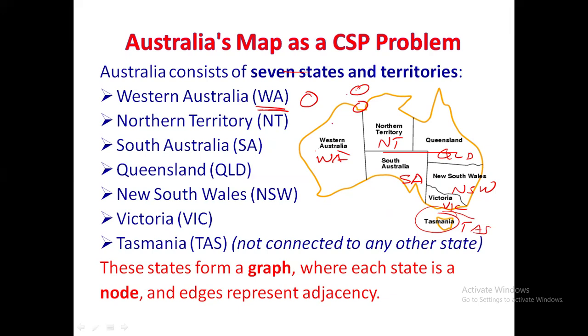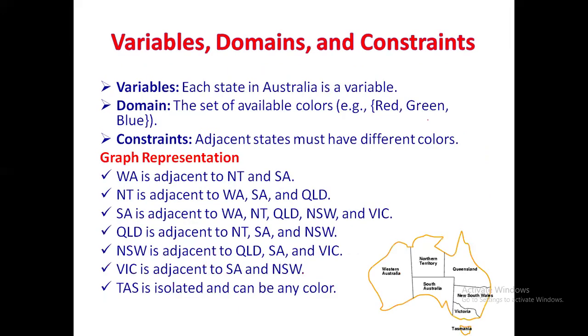This structure allows the map coloring problem to be approached as a CSP, constraint satisfaction problem, where the objective is to color the states while ensuring that no two neighboring states share the same color. As I've said, if we mark West Australia as red, Northern Territory and South Australia should not have the red color. That is the main constraint we have to consider.